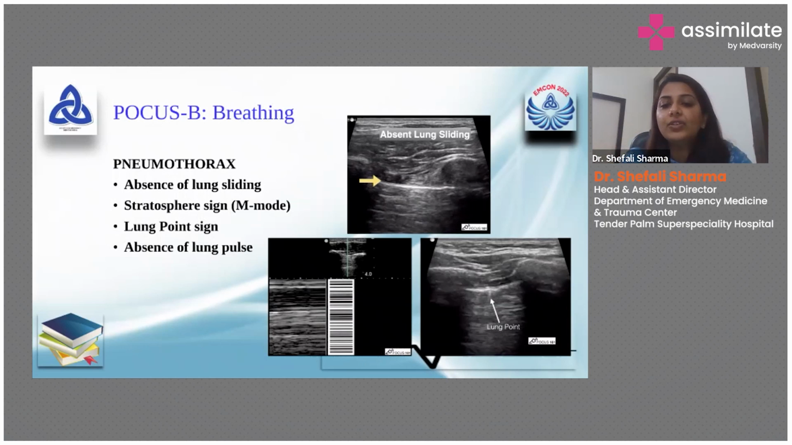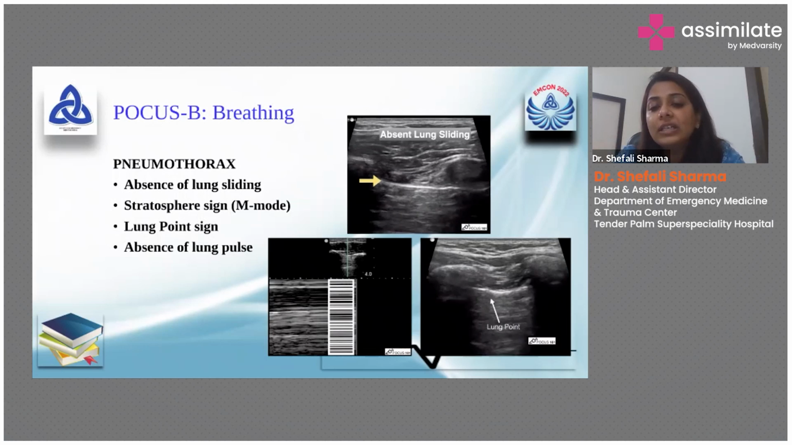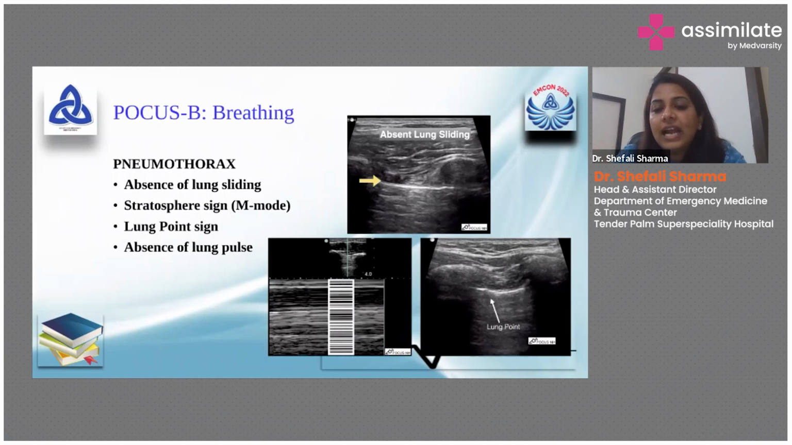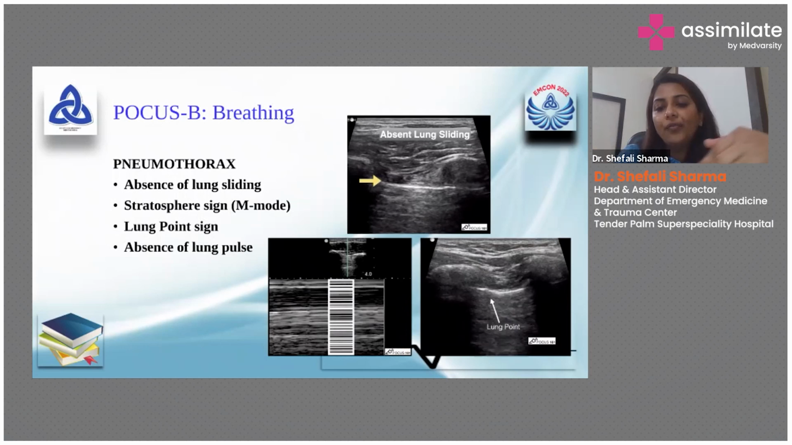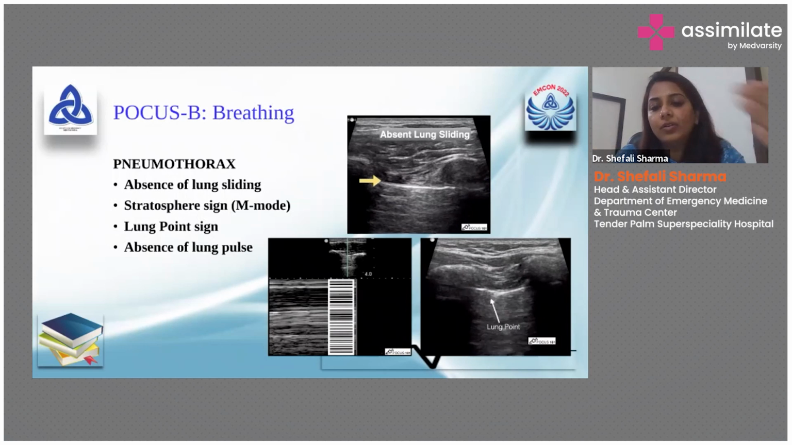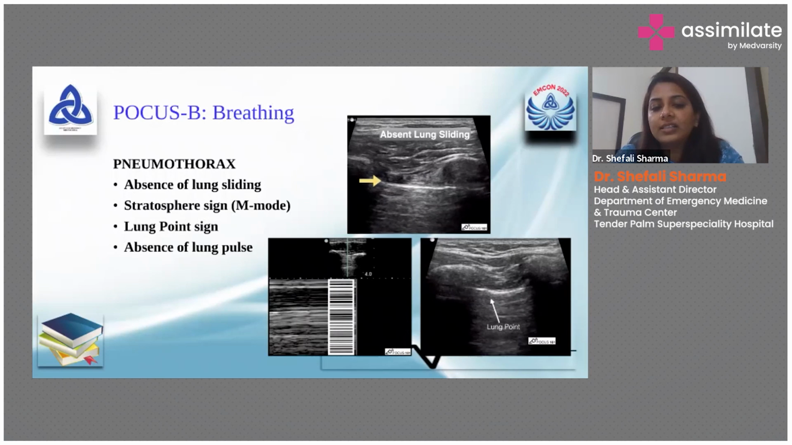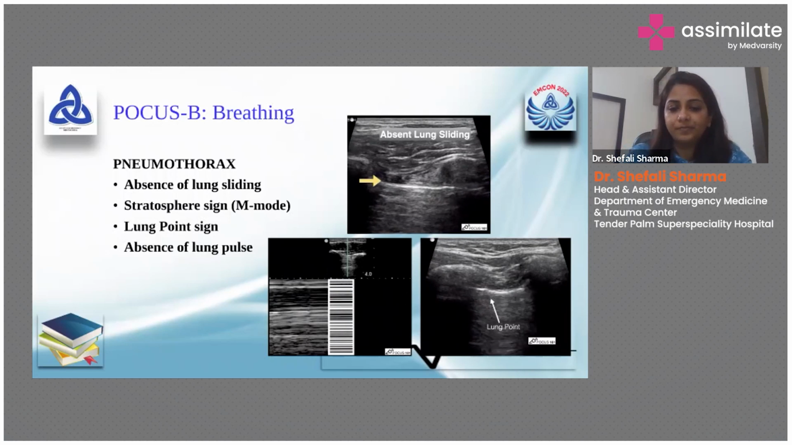So in the first video, the upper video, if you see keenly, there is no sliding happening. The white line which you can see, there is no sliding of the visceral pleura over the parietal pleura. And in the M mode, you're just getting these barcode signs. So this is called the stratosphere sign, and this depicts that there could be a pneumothorax.